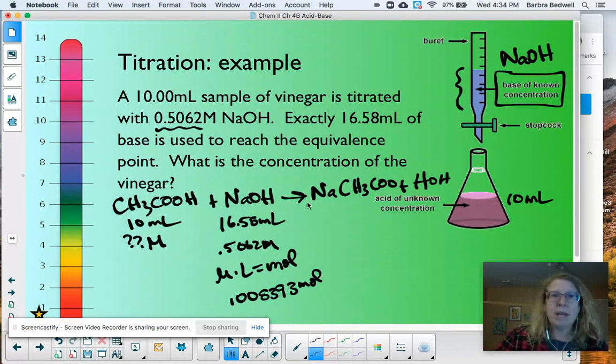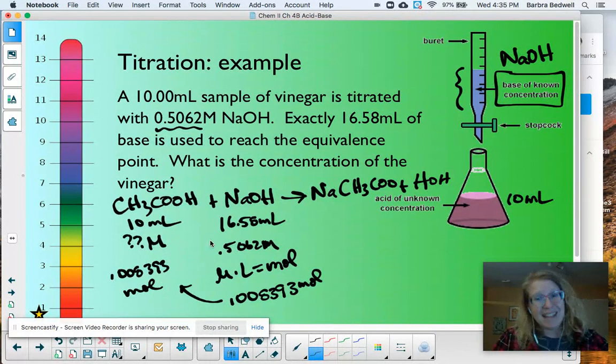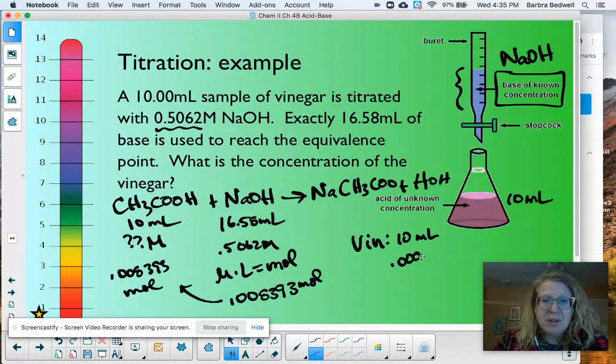All right, if I look at my equation, this one's an easy one because this is a 1-to-1 reaction, right? So 1 mole of this is going to react with 1 mole of this. Our coefficients are 1 all the way across. So I know that now I've got 0.008393 moles of this acid must have been present in this 10 milliliters, right? I could do it as a stoich problem if you want me to, but that's the 1-to-1 ratio. So now in my vinegar, I've got 10 milliliters, and I know that it's 0.008393 moles.